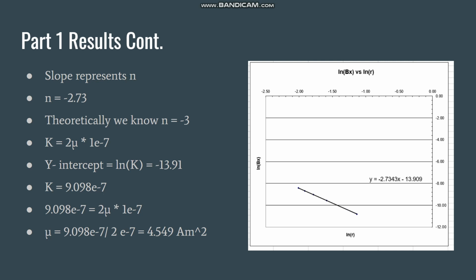But now that we know the relationship between the distance and the field strength, we still need to know that magnetic dipole moment. And to do that, we know that the intercept of this is going to be the ln of k. So by rearranging some of our terms, we can get that the magnetic dipole moment is 4.549 amp square meters.